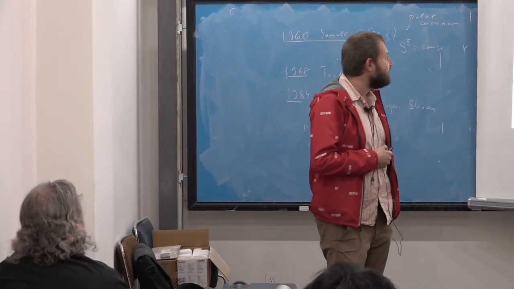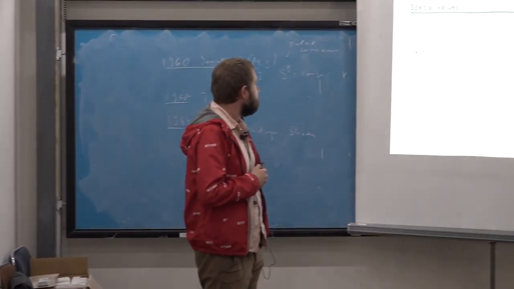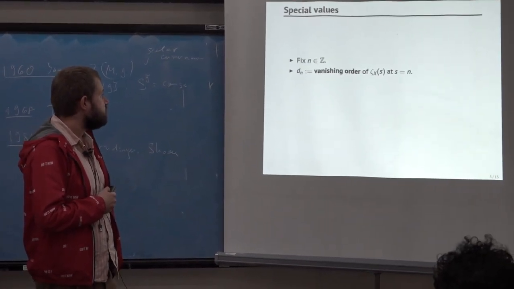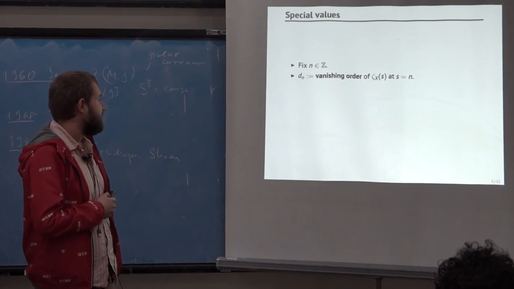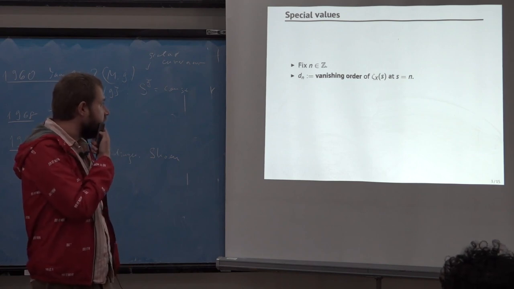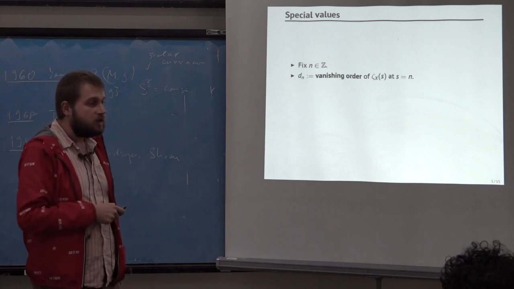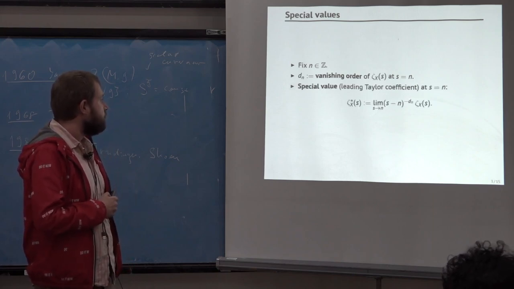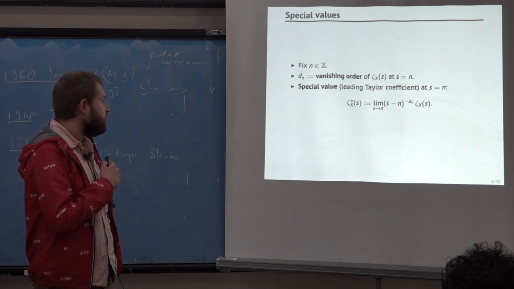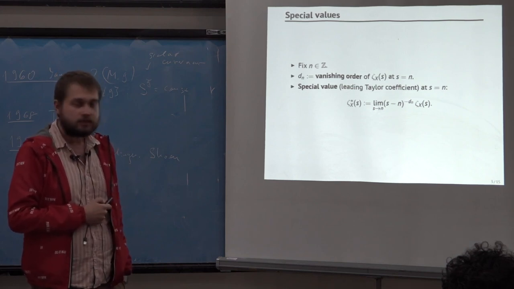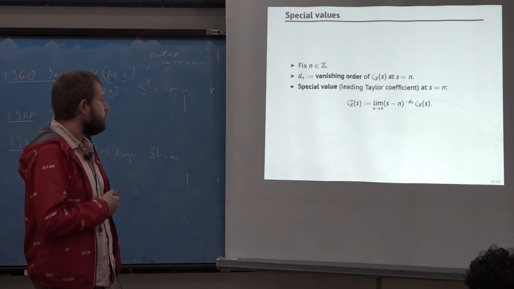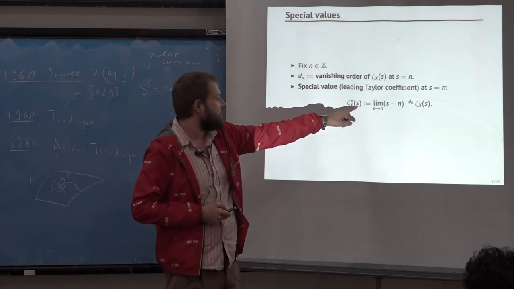Thank you. So, about the special values: we fix some integer n, and first we take the vanishing order of this zeta function at n. Sometimes zeta functions tend to have zeros or poles at integers. If there is a zero or pole, we consider the leading Taylor coefficient at this point. This is what is called the special value at n. Our goal is basically to interpret these numbers somehow. Sorry, this s should be n. So the special value at n is this thing.